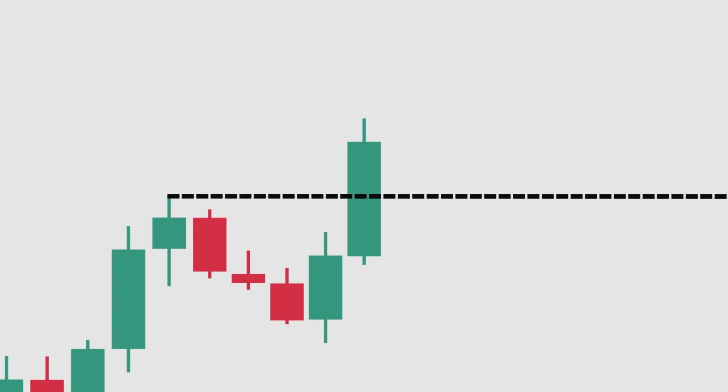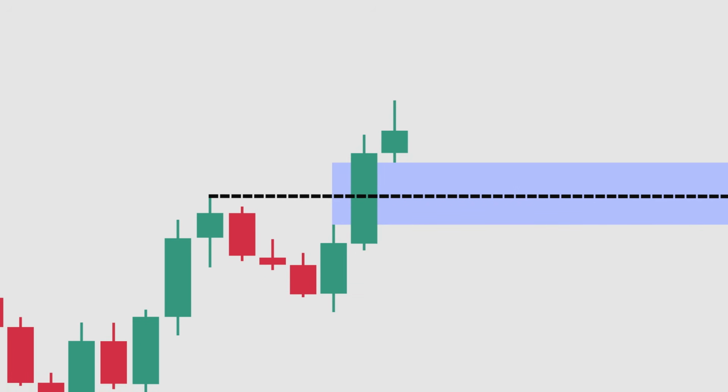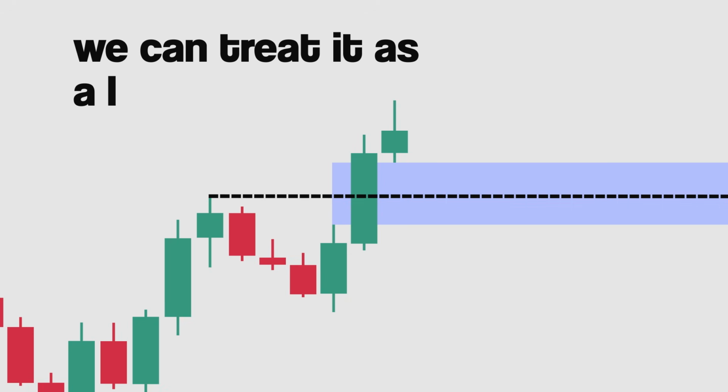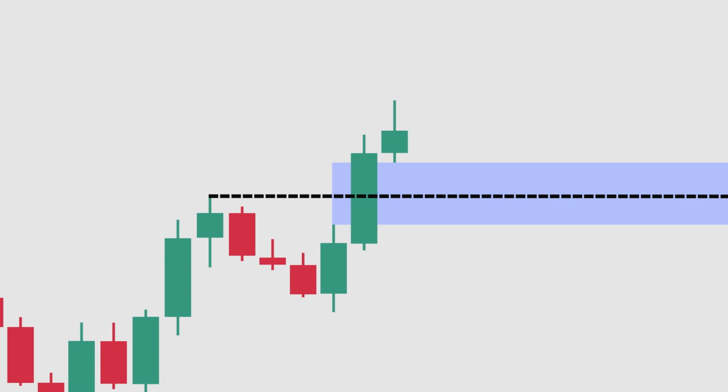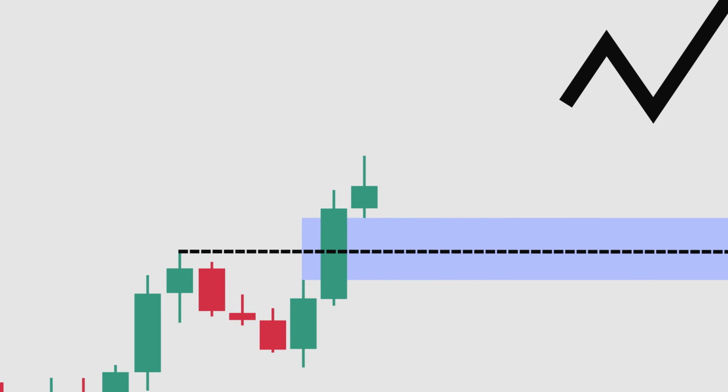What we need is confirmation, and the confirmation is simple. We want at least one more candle that creates a fair value gap. Now we can see that the newly formed fair value gap overlaps with the previous high. Only at this point can we treat it as a liquidity run, because we have reason to believe that this fair value gap will act as support and keep price moving higher.